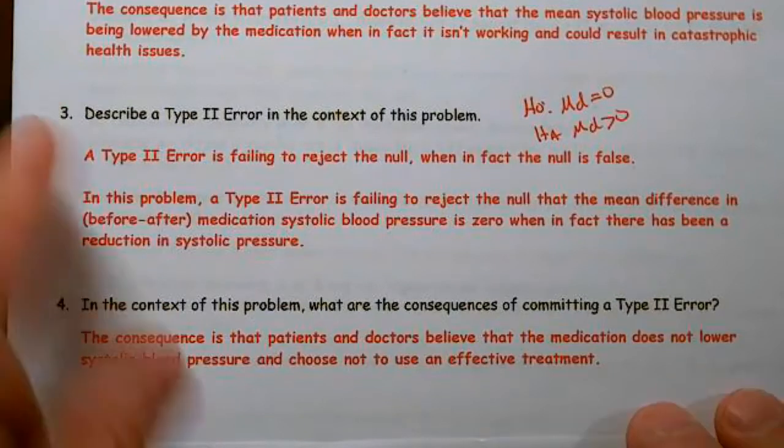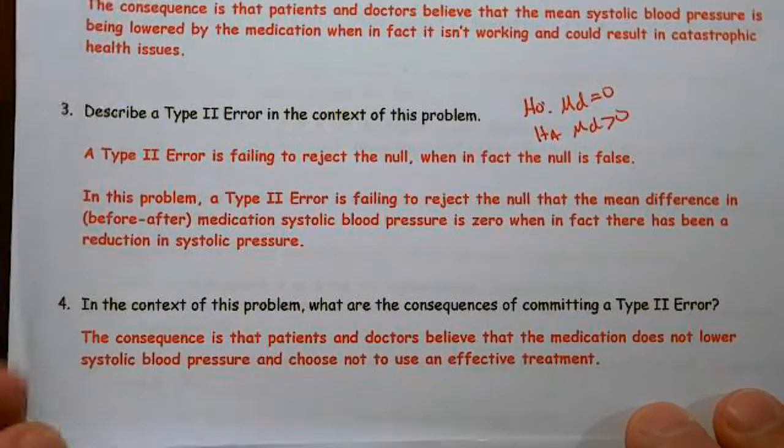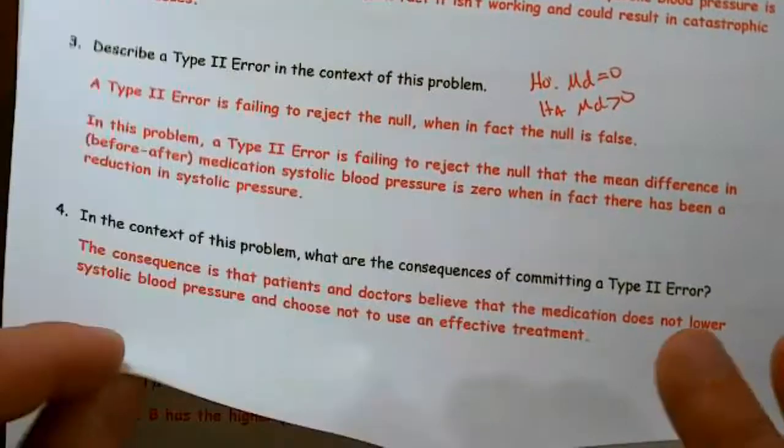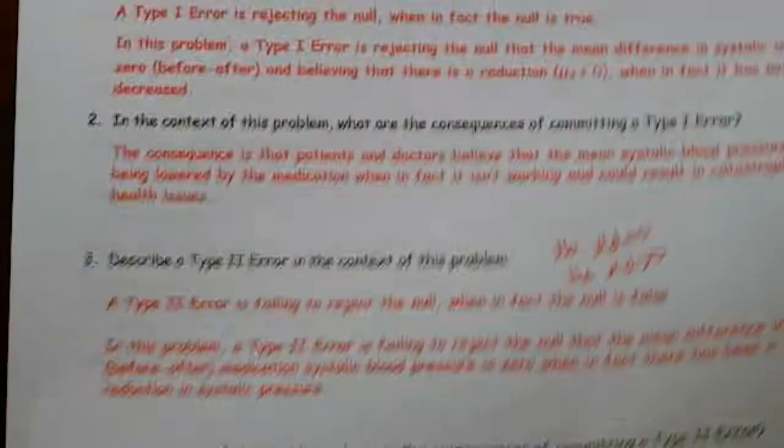So it turns out if we're doing a type 2 error, we failed to reject the null. The null was false, and that's a type 2 error.